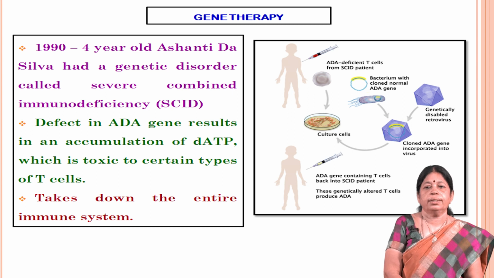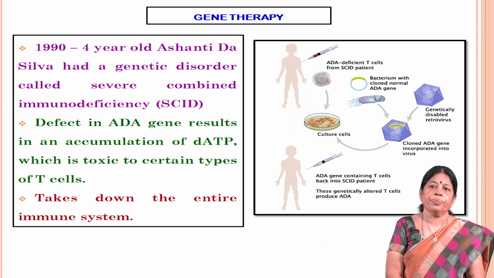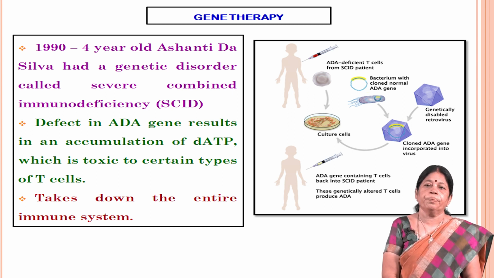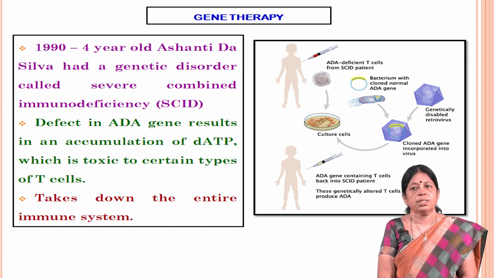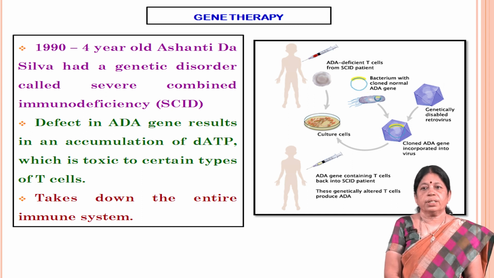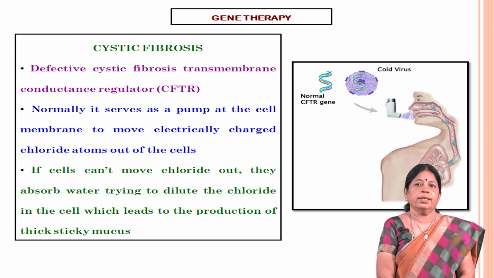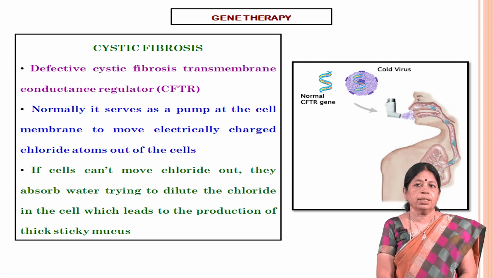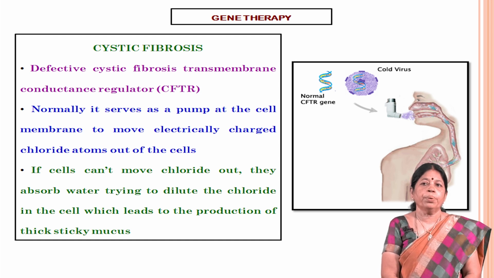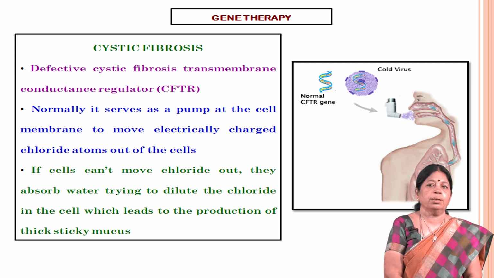So this takes down the entire immune system, because the immune system is similar to our circulatory system, going to various parts of our body. This dATP will be carried by the T cells to all our immune system, so our immune system will be affected. The cystic fibrosis disease is also treated by means of gene therapy. What is cystic fibrosis? In our system, fibroids develop in the uterus or in the ovarian wall or any part of the body, and this can be treated by gene therapy.